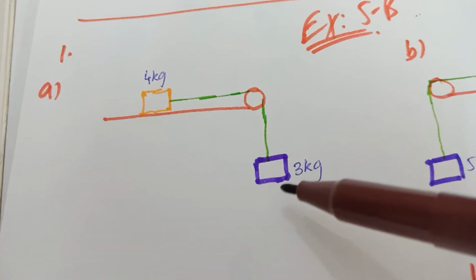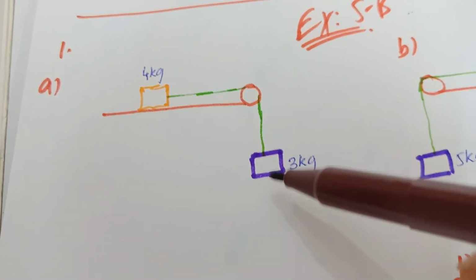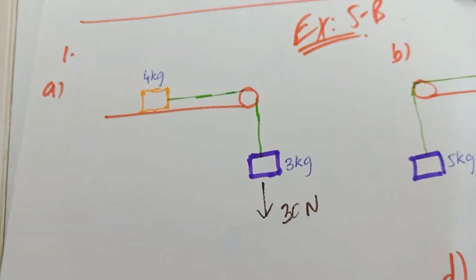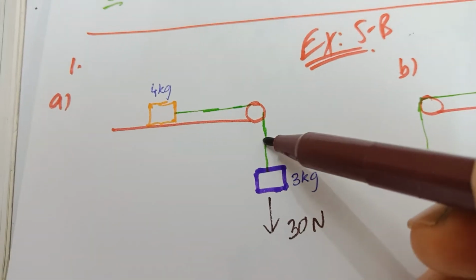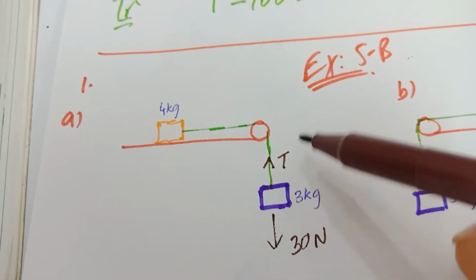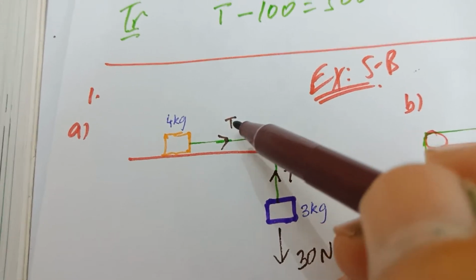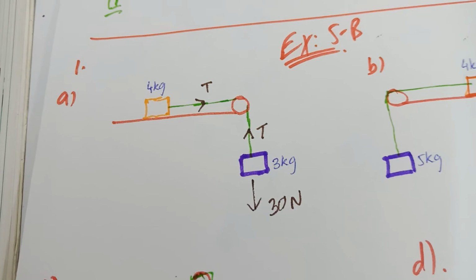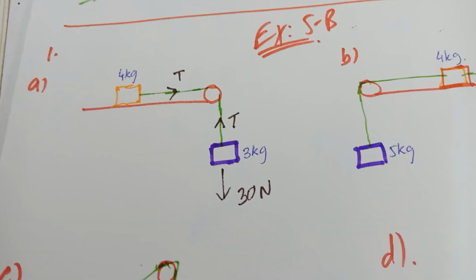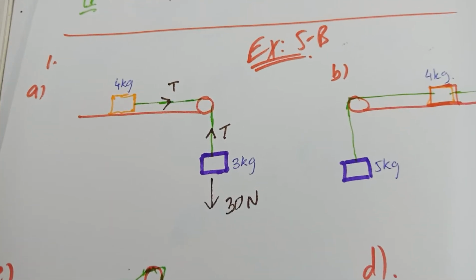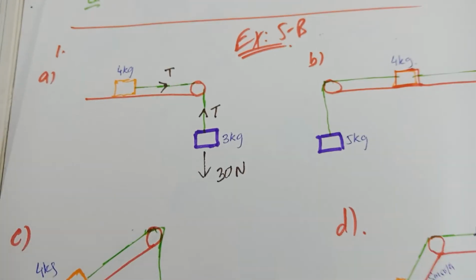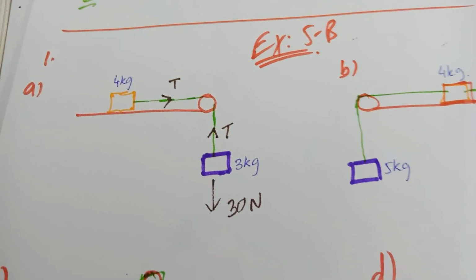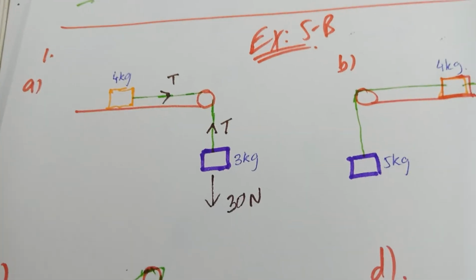This block has a mass of 3 kg, so I should be showing its weight as 30 newtons. There is a tension in the string which is going to hold this, and here is the tension. People have made a simple rule that whenever you have connected particles and the string is passing over a pulley, just show the tensions directed towards the pulley. That is just a basic rule.